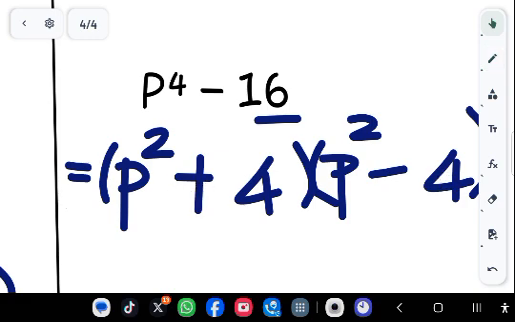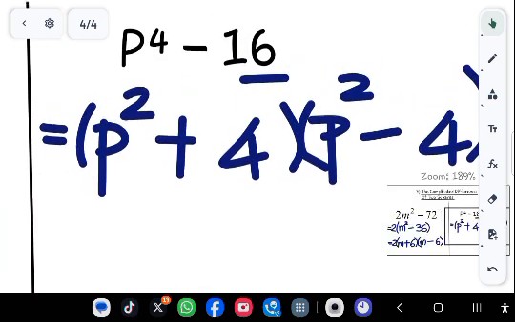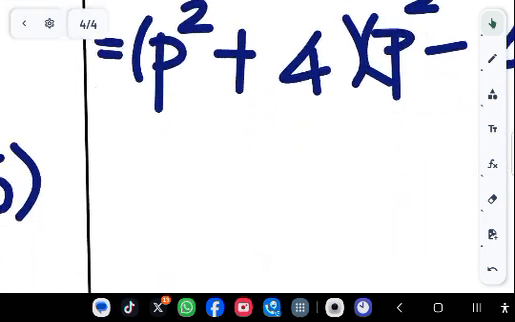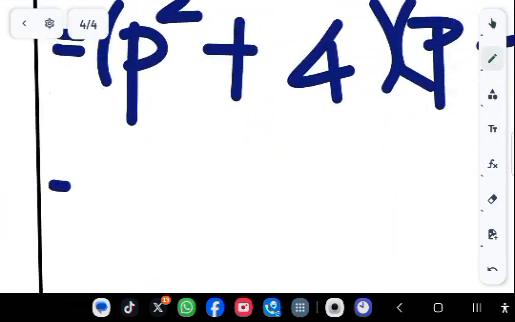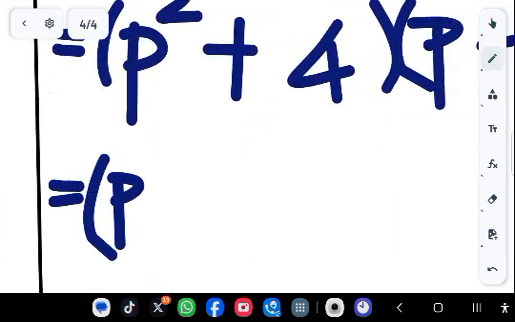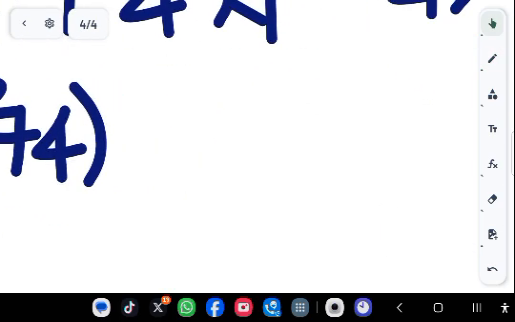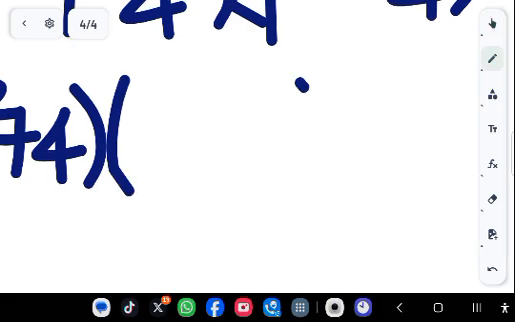Now notice that p squared minus 4 is further classified as another difference of two squares. So when they say factorize fully, you need to continue factorizing until it is factorized fully. So we have another difference of two squares that we need to factorize. Notice that the sum of two squares cannot be factorized. This is the sum of two squares. You can't do anything with it. You just leave it the way it is. So we are done with that one.